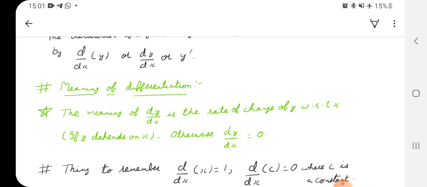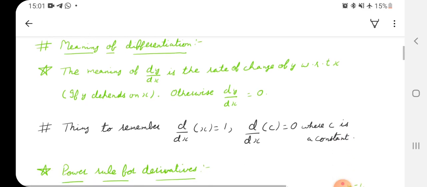If y depends on x, then only the rate of change will happen, right? Otherwise the rate of change will be 0, because no change is coming as x is changing. So if no change in y is coming as x is changing, dy by dx will be 0, right?